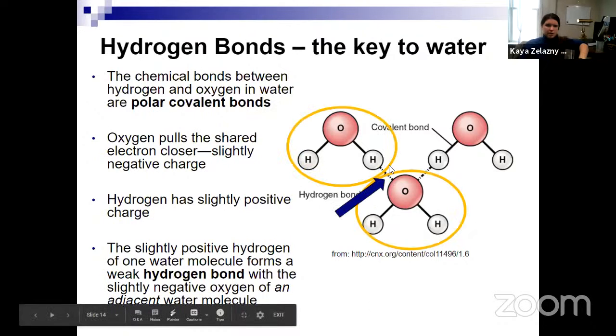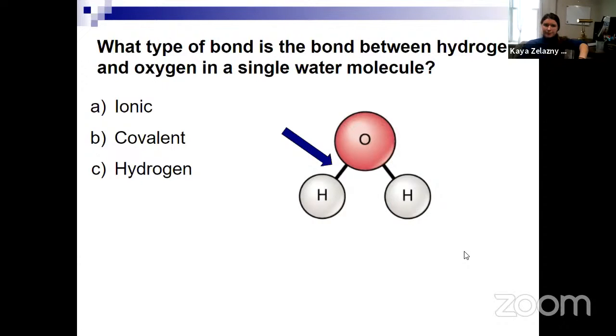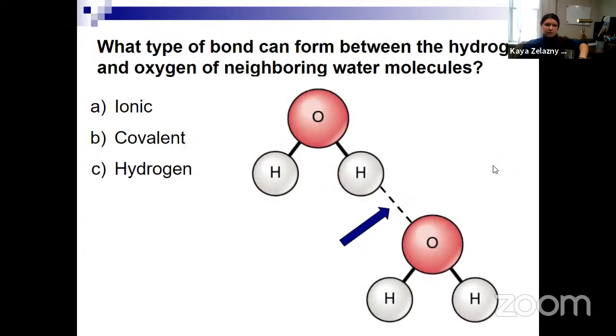So this is just showing the hydrogen bond between two neighboring water molecules. Oh, sorry, I already told you the answer to this, but you can look at the slide. I'll pause so you can remind yourselves. This is a covalent bond, specifically a polar covalent bond between hydrogen and oxygen in a single water molecule. But if we have neighboring molecules, we have a hydrogen bond.